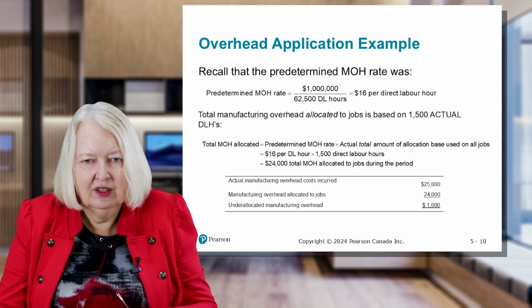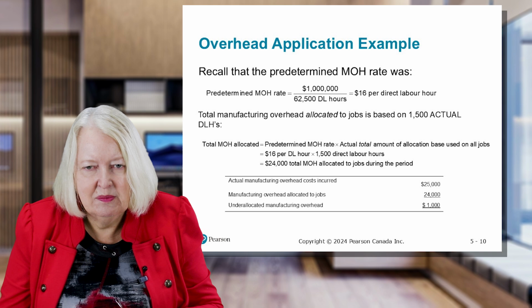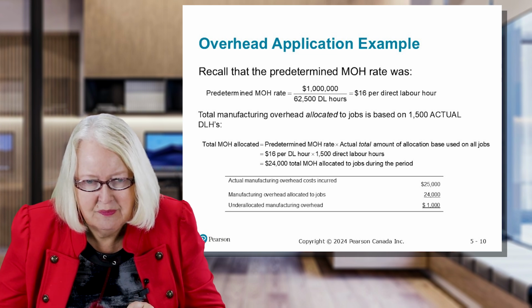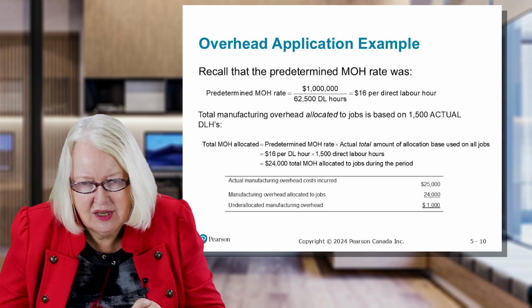So here we've calculated the overhead rate was $16 per direct labor hour. And in this example, we're looking at allocating the jobs based on actual direct labor hours. So it's an estimated overhead, but it's applied to actual hours. So here, the manufacturing overhead cost, we have our $25,000, and our manufacturing overhead that we've applied is $24,000, so it is under allocated by $1,000.